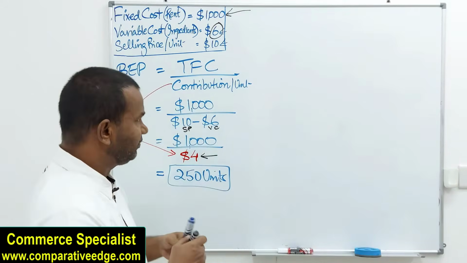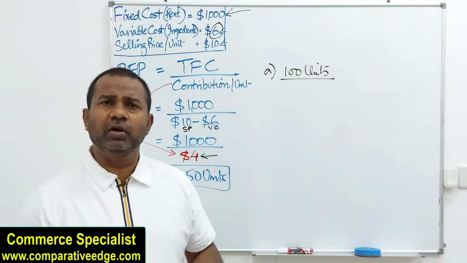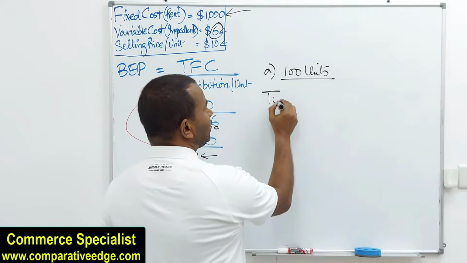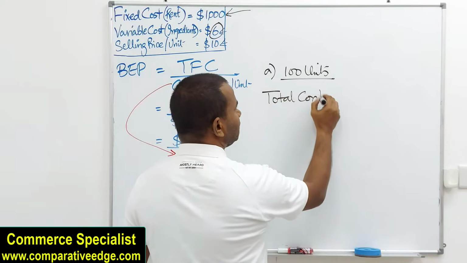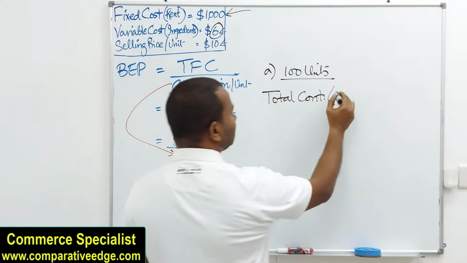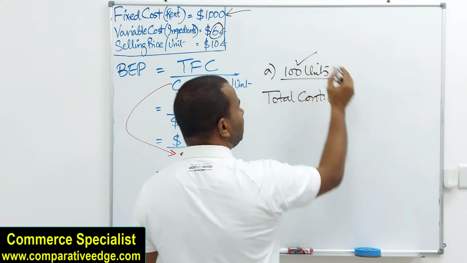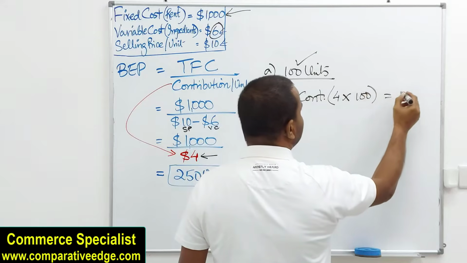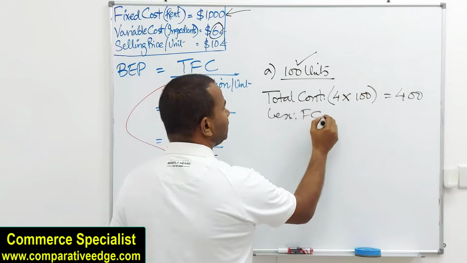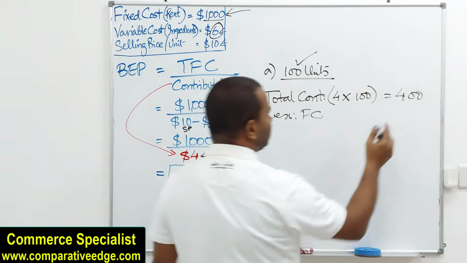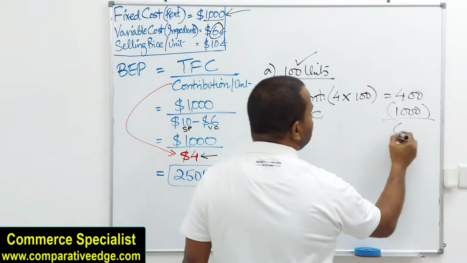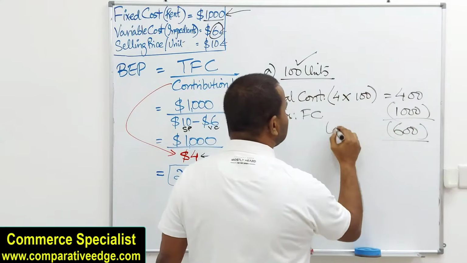How? Have a look at this. How to calculate profit and loss very quickly. What you do is, you calculate total contribution, which is so easy. Contribution of 1 unit is how much? 4. And we are talking about how many units? 100. So you just multiplied. So you get 400. From this, you minus fixed cost. Your fixed cost is $1,000. Obviously, from 400, when you minus $1,000, you're going to get negative. And that's what? Loss.